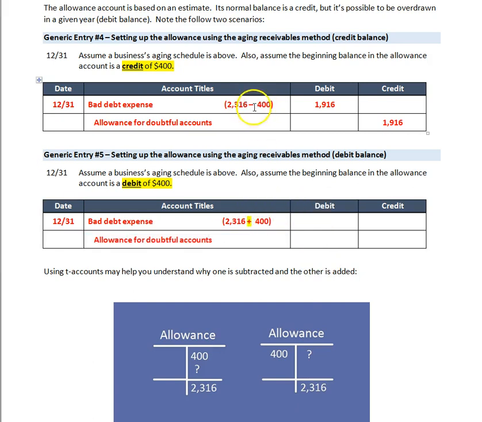So in the previous one had a credit, we subtract. This one has a debit, so we add the balance. We need to contribute the $400 plus the 2316. Both of these get it to the same spot, 2316 ending balance. They just started with a different beginning balance.